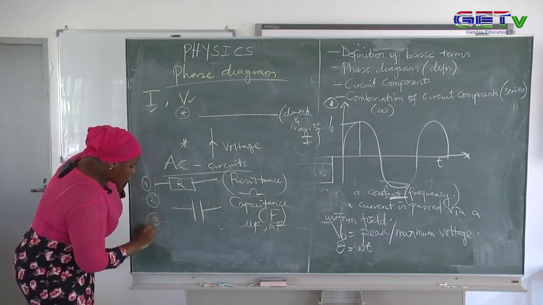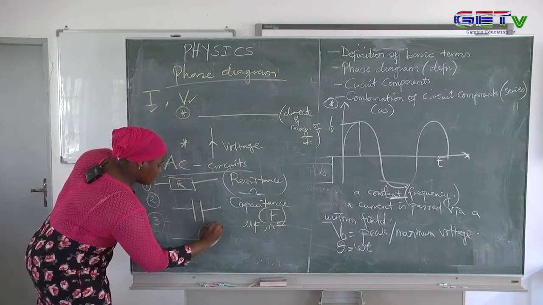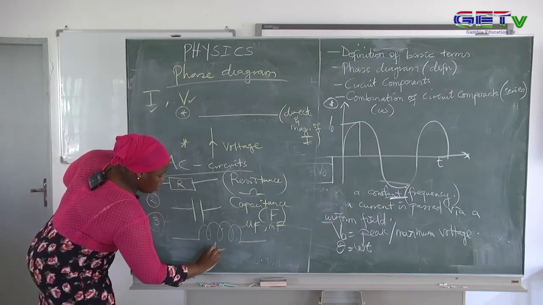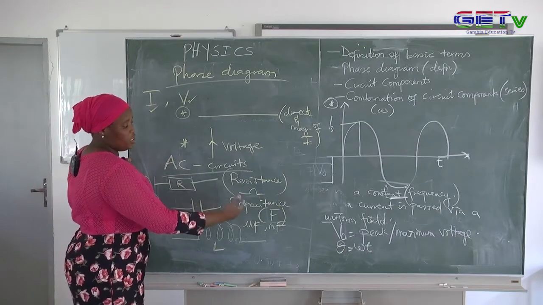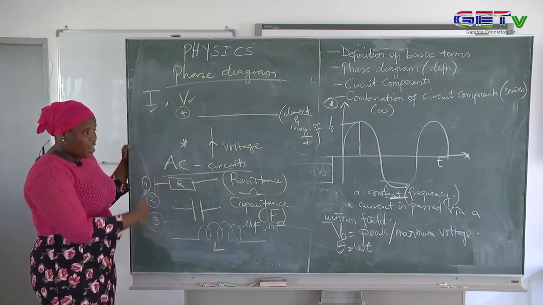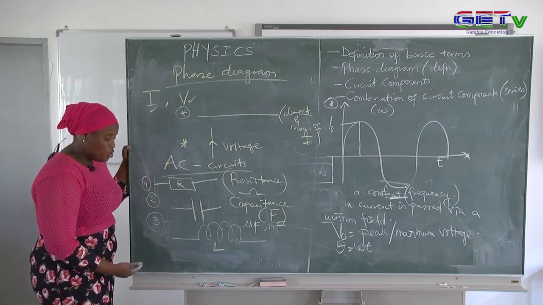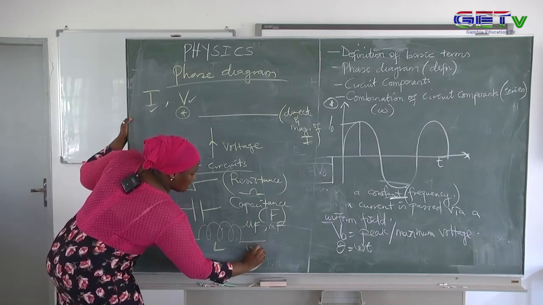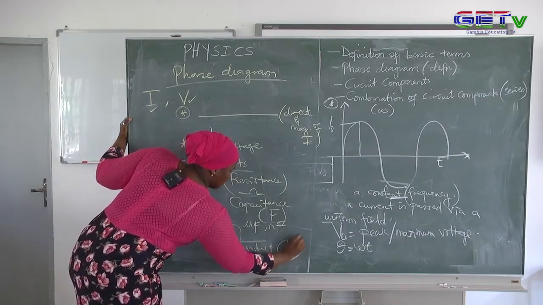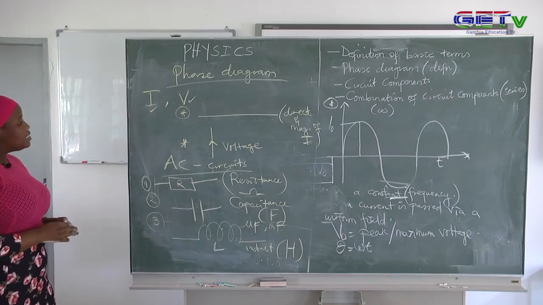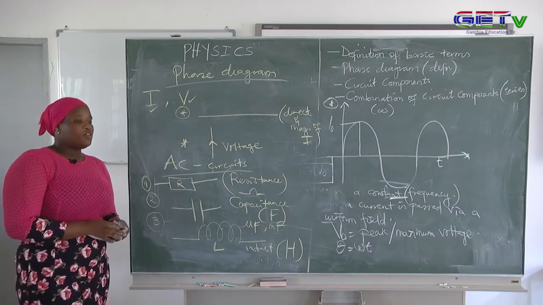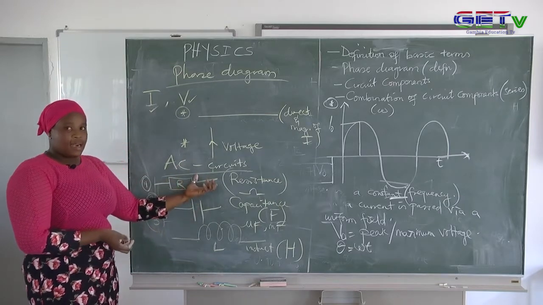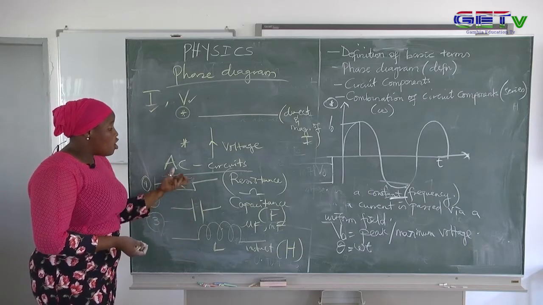And the third component is usually a coil of wire, which we refer to as an inductor, L. The inductor opposes the flow of current, or it changes the direction of flow of current. Is that understood? And the ability of an inductor to do that is known as inductance, and the SI unit of inductance is Henry, capital H. So these are the three circuit components we have, and usually to build a circuit diagram, we will just need one or two or all three combined.